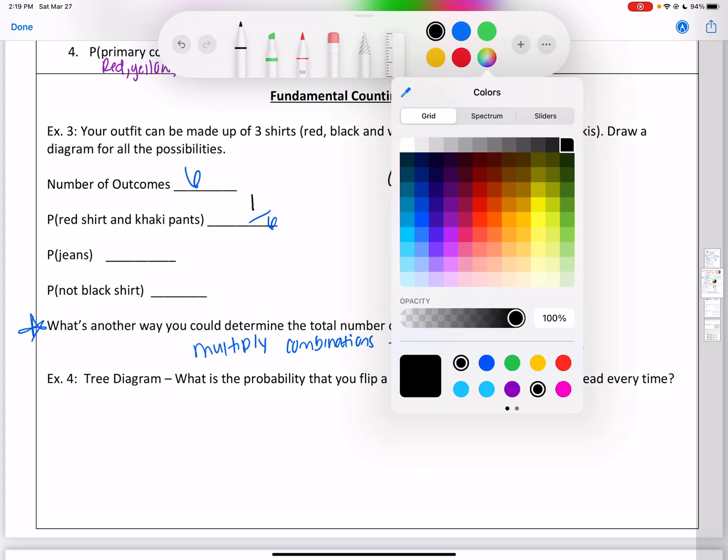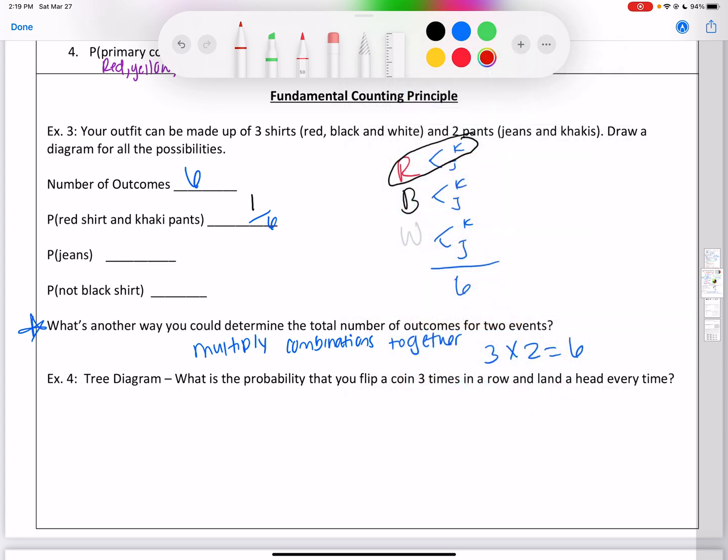What's the probability that you have jeans? So we have jeans here, and jeans here. So that's going to be 3 out of 6. And then what's the probability that we don't have a black shirt? So that's not black shirt, not black shirt, not black shirt, not black shirt. So that is 4 out of 6.